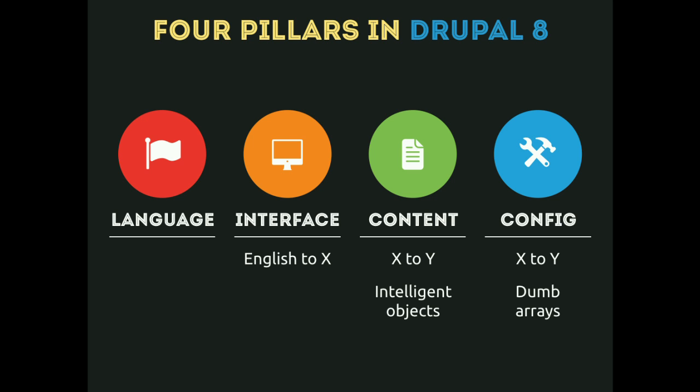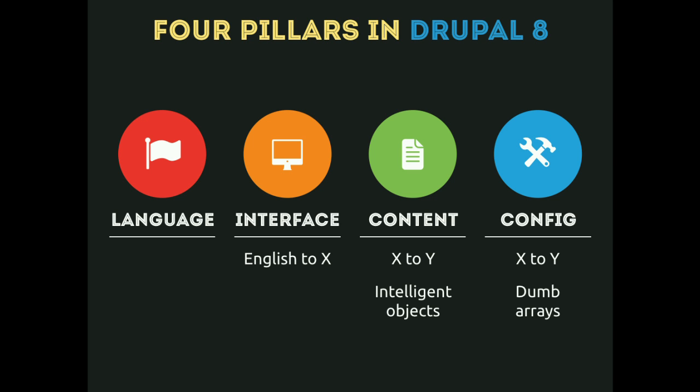So the difference between configuration and content is, or the similarity is that you can create configuration and content in whatever language you want originally, and you can translate it to whatever language you want. Okay? So config you can create in Italian and translate it to French, and then create another one in Hungarian and translate it to English. It doesn't matter. The main difference is content is intelligent objects that know about their translations. They only support language variants. So they know about their translations and it can support them.